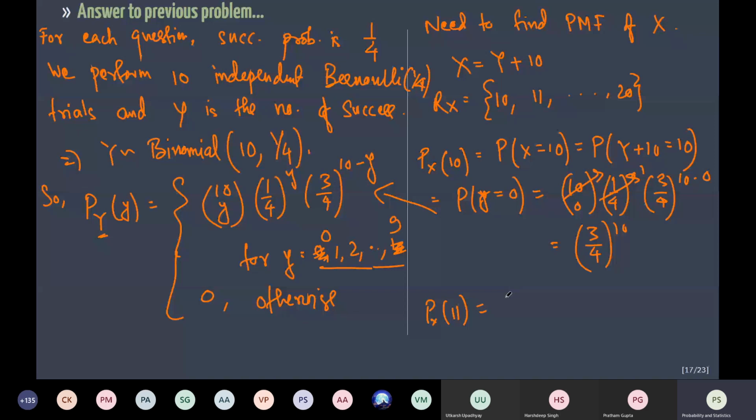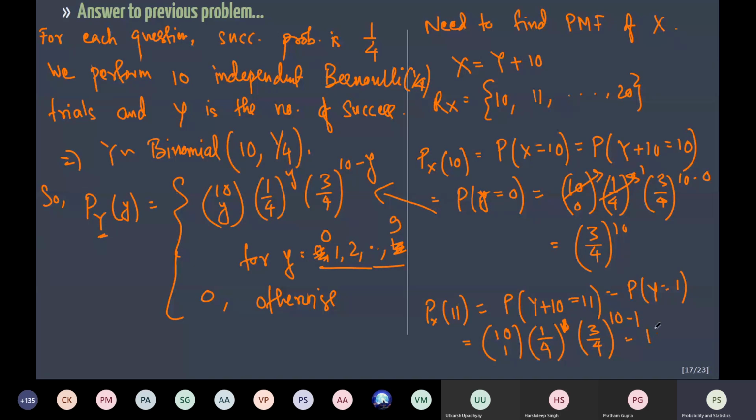Similarly, I can compute the probability of 11, which will be the probability that Y plus 10 is equal to 11. So this is the probability that Y is equal to 1, and this is 10 choose 1, times 1 by 4 to the 1, times 3 by 4 to the 10 minus 1. Using this formula with Y equal to 1, this is 10 times 1/4 times 3/4 to the 9.